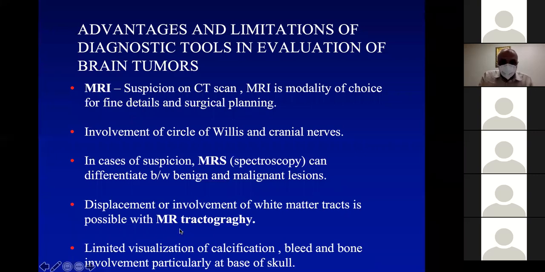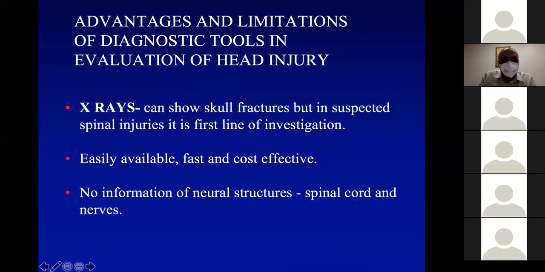There is a new modality, there is not a new modality, but it is the same MR modality, but a different way of performing examination, which is called MR tractography. And it basically outlines the tracts, the cranial nerve tracts, so that when there is a tumor, you could tell that after surgery, what sort of tracts would be involved during surgery and what sort of loss of function would be there following surgery. MRI has limited visualization of calcification, bleed, and bone, and it's difficult to identify calcification, bleed, and bone on MRI.